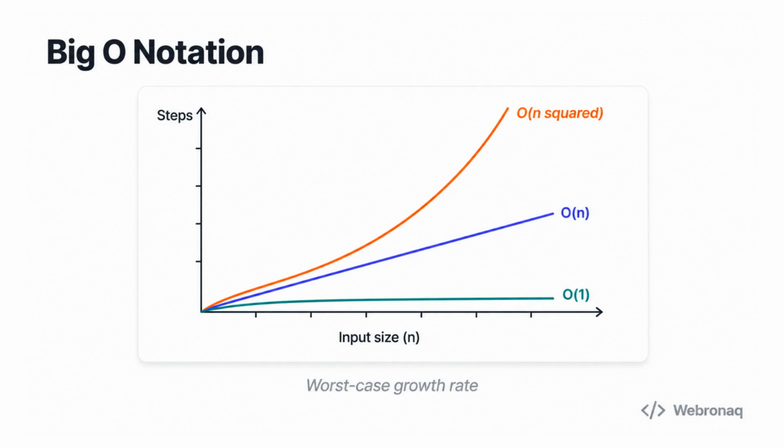It also deliberately ignores constants and smaller terms, because what we care about is the dominant behavior at scale. Doubling the speed of your hardware does not change Big O. Picking a fundamentally better algorithm does. The three curves on screen show how dramatically different growth shapes look, and next we will name each one with a concrete example to make them stick.